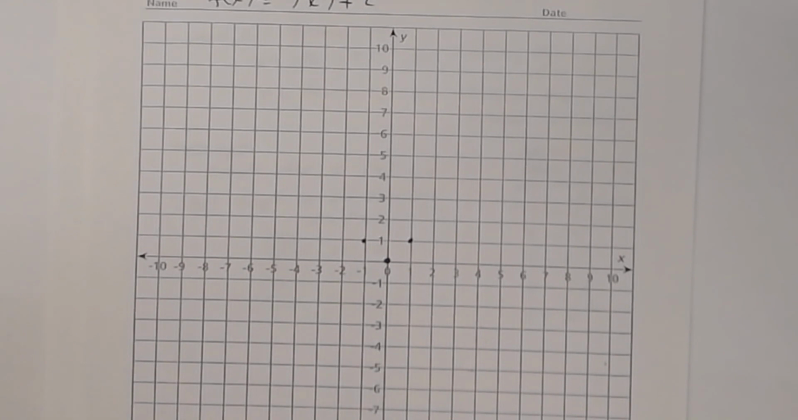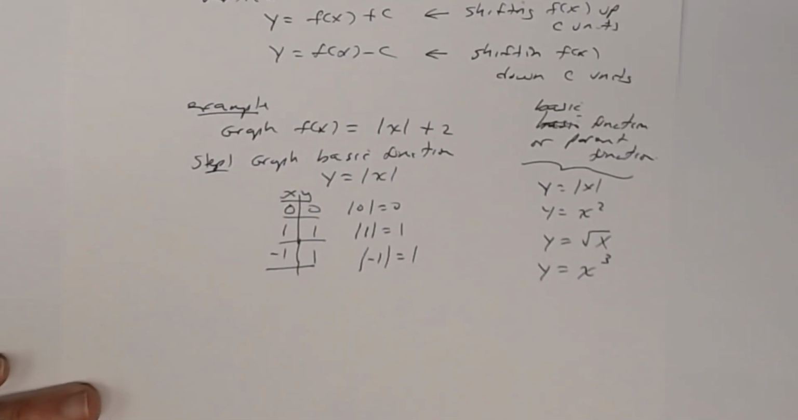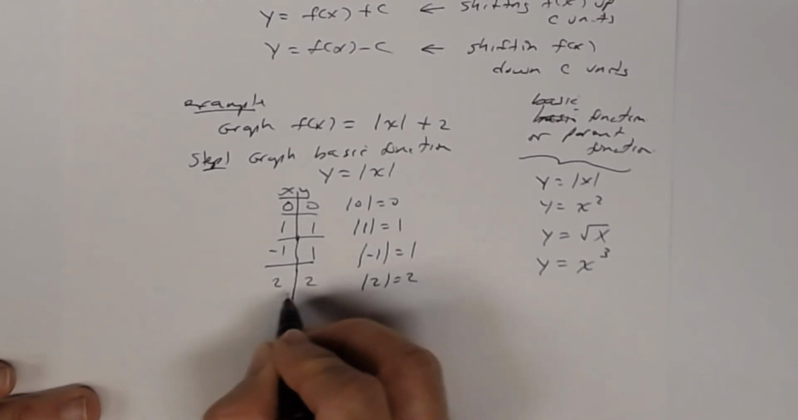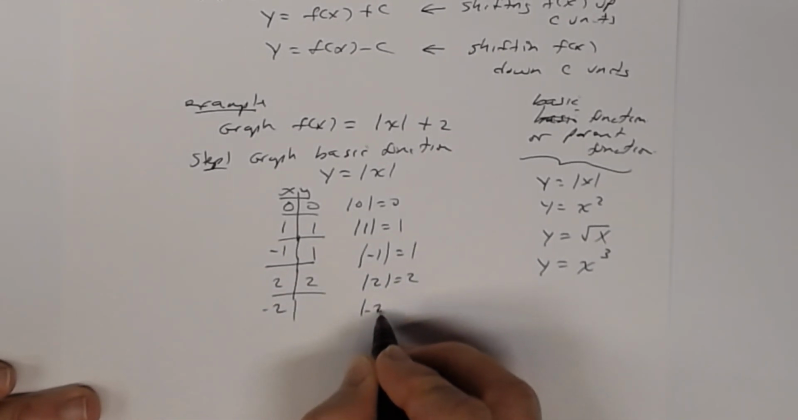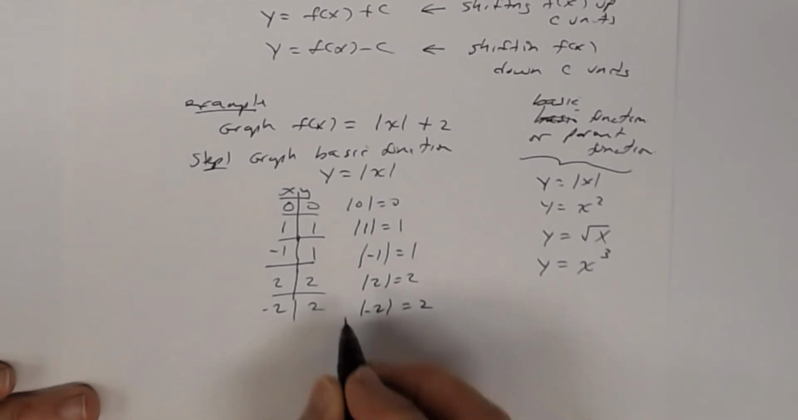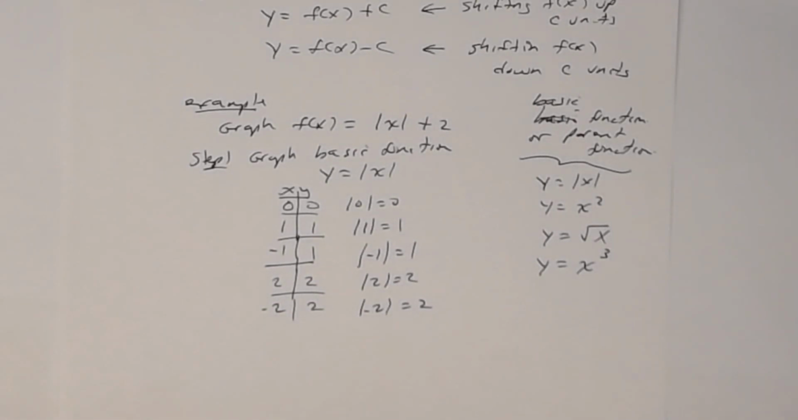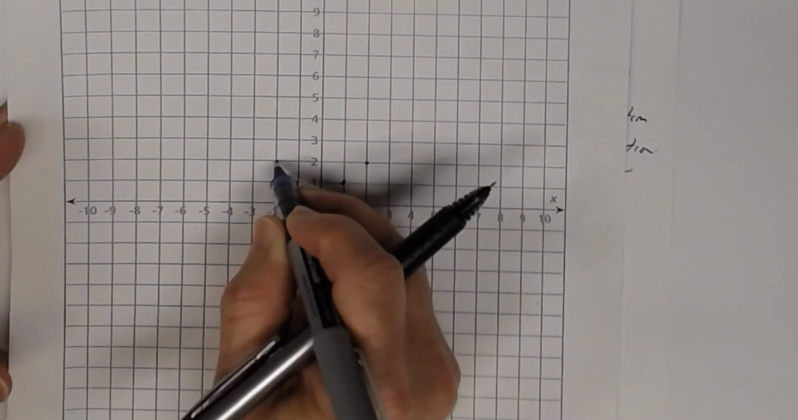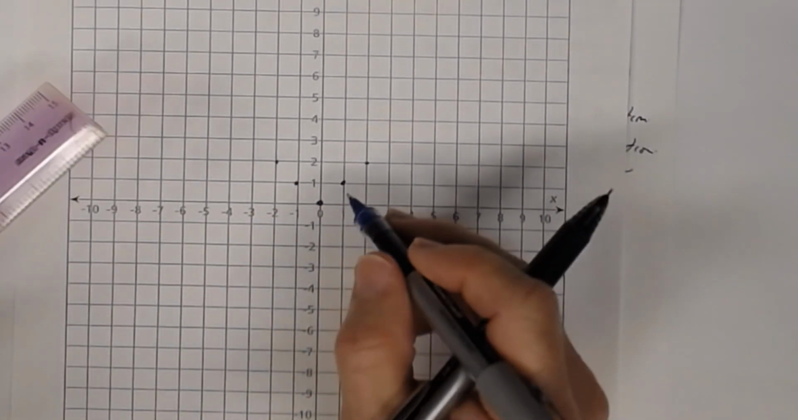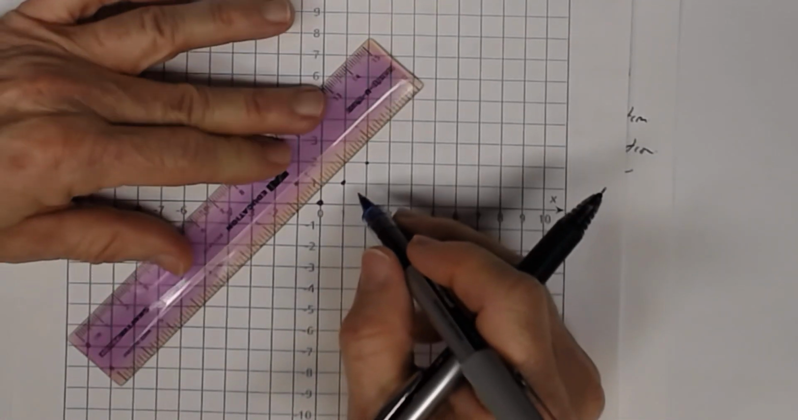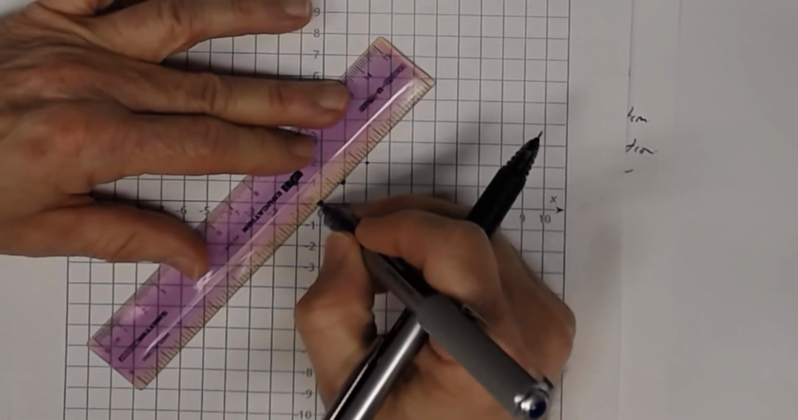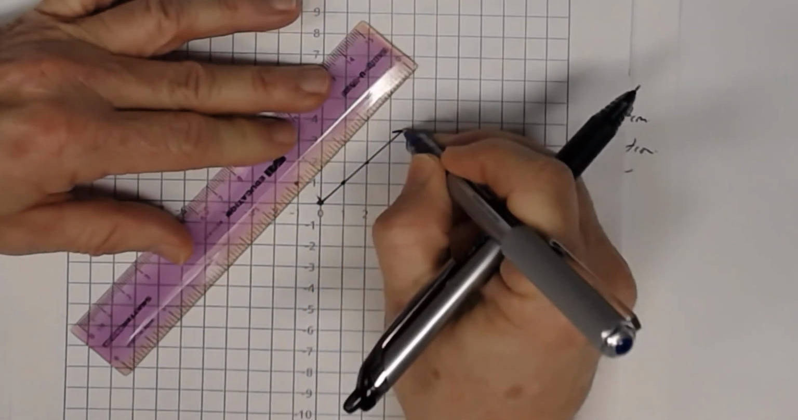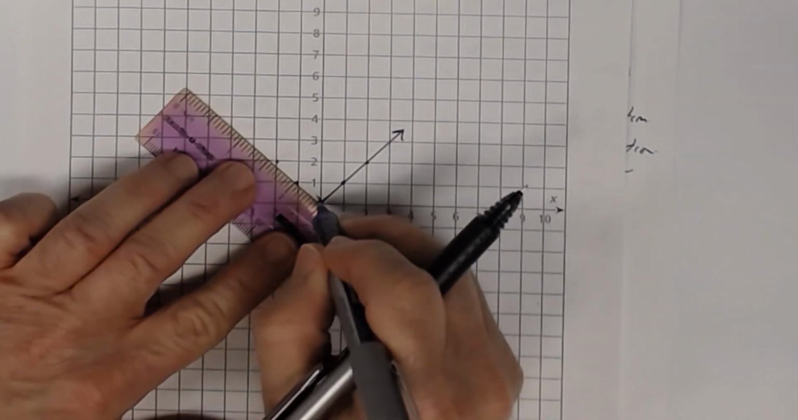Okay, like that. And then if x is 2, the absolute value of 2 is a positive 2. And if x is negative 2, the absolute value of negative 2 is also a positive 2. And so I'm going to plot those 2 points that we just found, 2, 2 and negative 2, 2. And notice that these points lie on the same ray, like this. All right, and then also on this side.